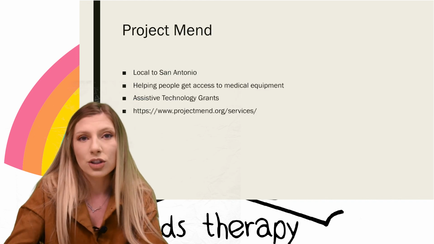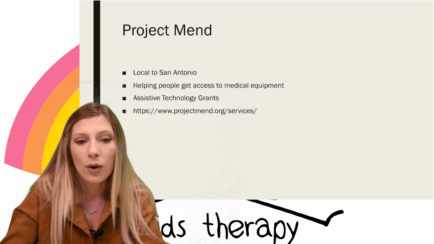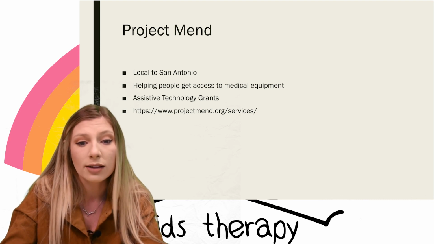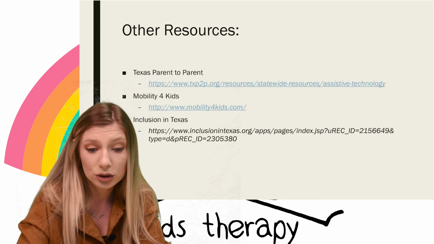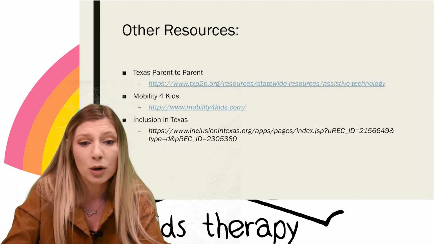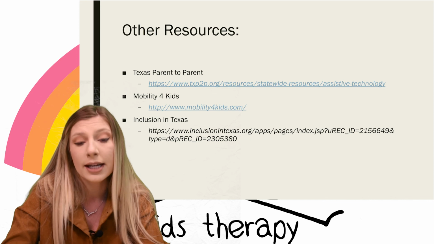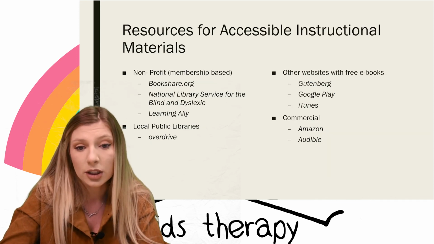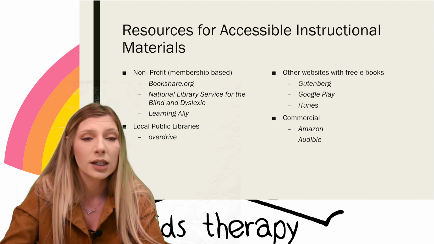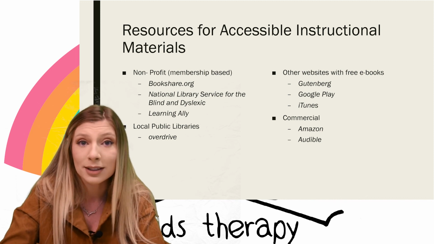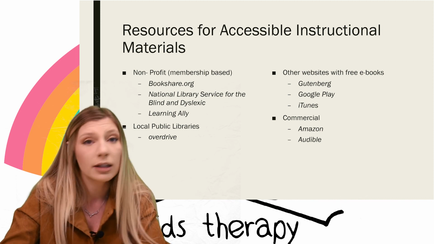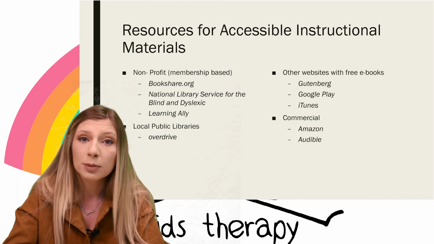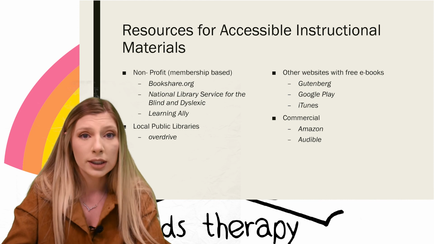Project Mend is local to San Antonio, and they help people get access to medical equipment and assistive technology grants. Here are some additional resources: Texas Parent to Parent, Mobility for Kids, and Inclusion in Texas. And then here are some resources for accessible instructional material. Bookshare, if you have a kid that has a vision impairment, such as a CVI, they can get a Bookshare account for free. Bookshare has leisure books, but it also has textbooks for our older kids in high school.